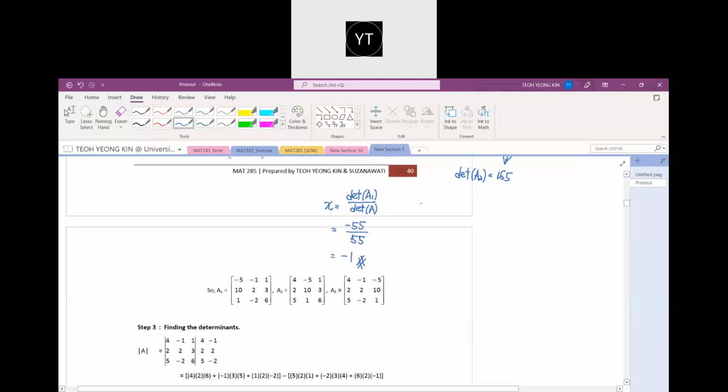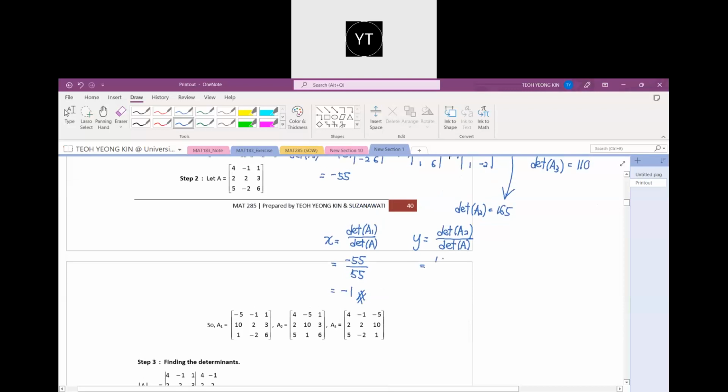Then proceed with y. Determinants of A2 divide by determinants of A. Determinants of A2 is 165. Divide by 55. So by using your calculator, determinant of A ni sentiasa sama lah. Jangan ini ubah. Determinant A ni sama saja, 55. So this one will be 3.